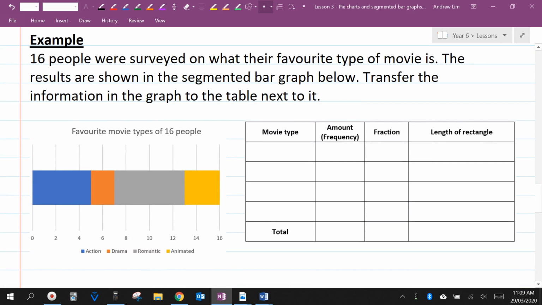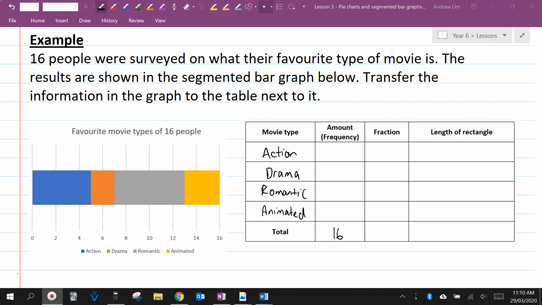So here's another example. 16 people were surveyed on what their favorite type of movie is. The results are shown in the segmented bar graph below. Transfer the information in the graph to the table next to it. I'm going to get you to pause the video, have a go with this one yourselves and then check your answers. Okay, so welcome back. Let's go through these answers.